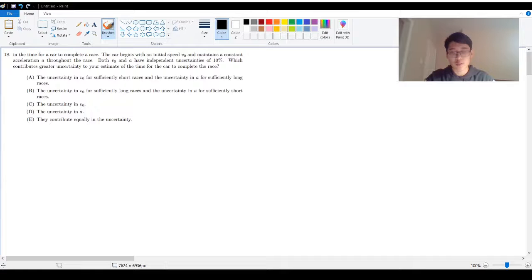Hi everyone, welcome back, and we're moving on to question 18 in the 2019 B test. The question reads, this is probably a misprint. The car begins with an initial speed v0 and maintains a constant acceleration a throughout the race. Both v0 and a have independent uncertainties of 10%. Which contributes greater uncertainty to your estimate of the time for a car to complete the race?